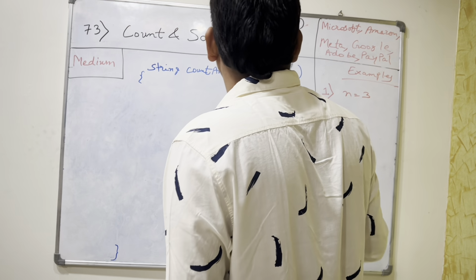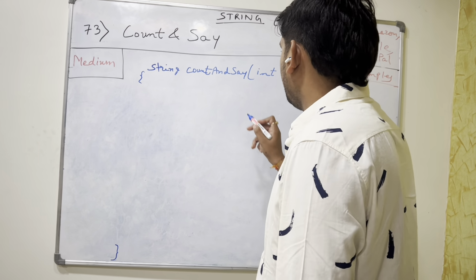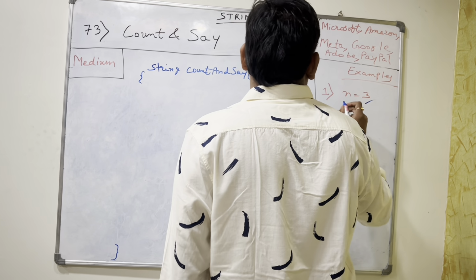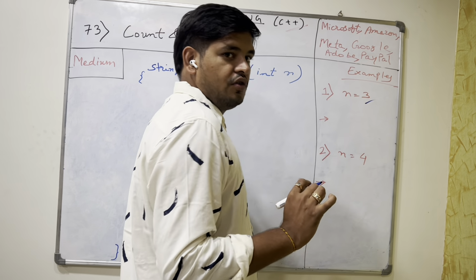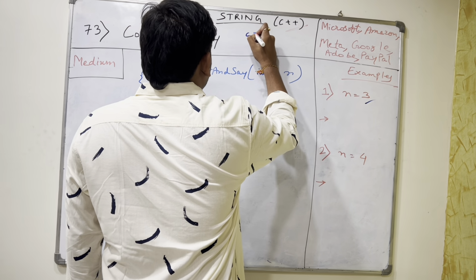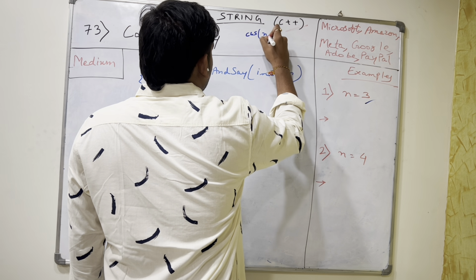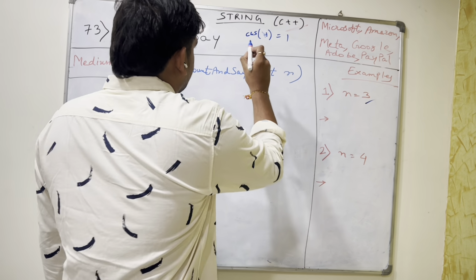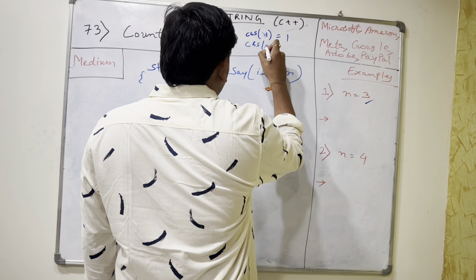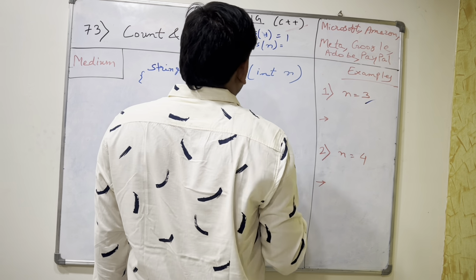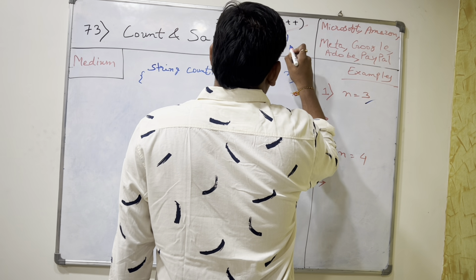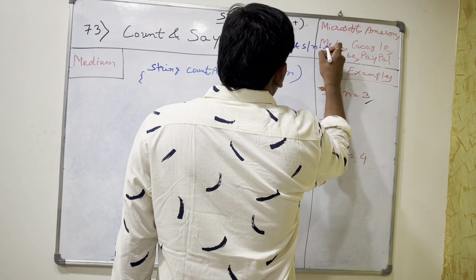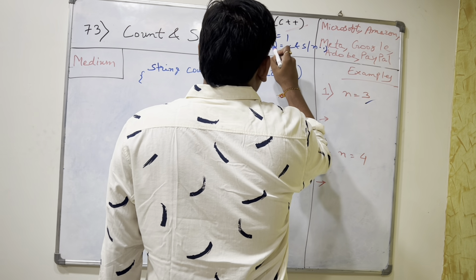So count and say. We are given an integer number n, and here in this function it's defined in the question. Say this is the count and say function. For n is equal to 1, the answer for count and say is 1, and for any other number n, whatever the answer for count and say n minus 1 is, that would be the input for count and say n.